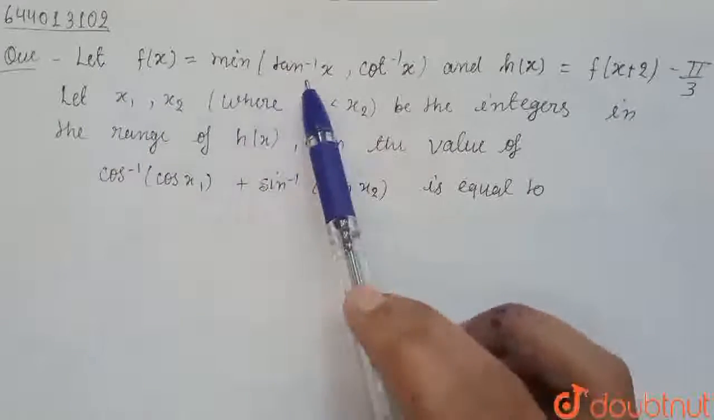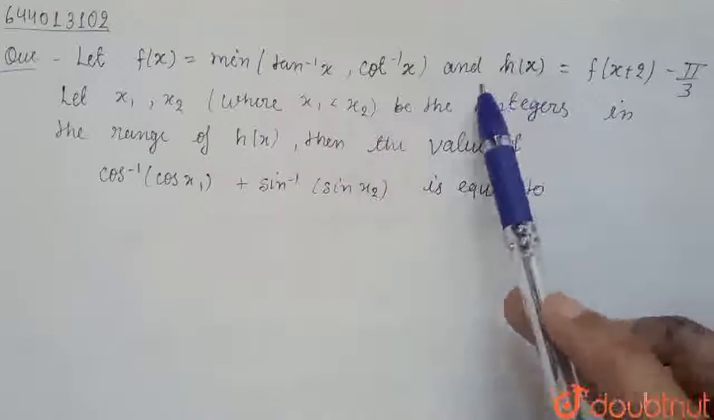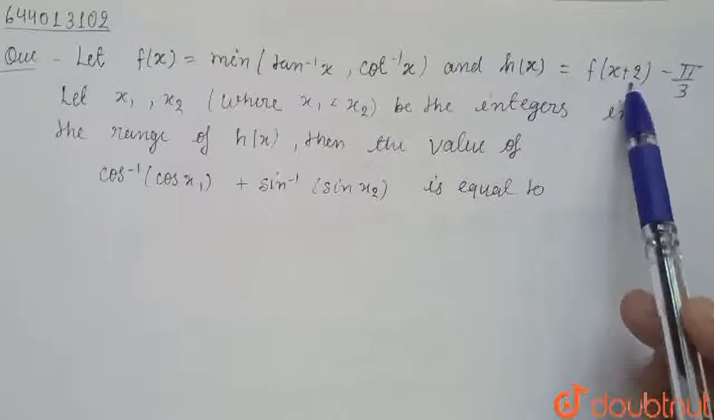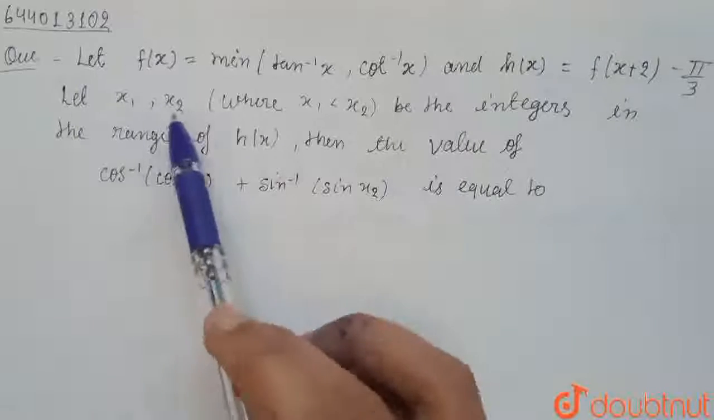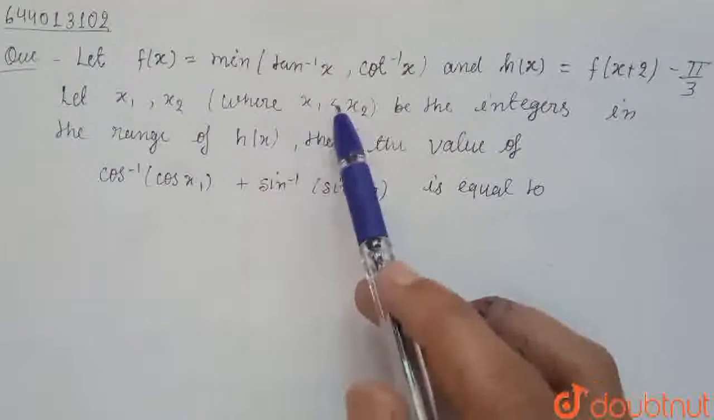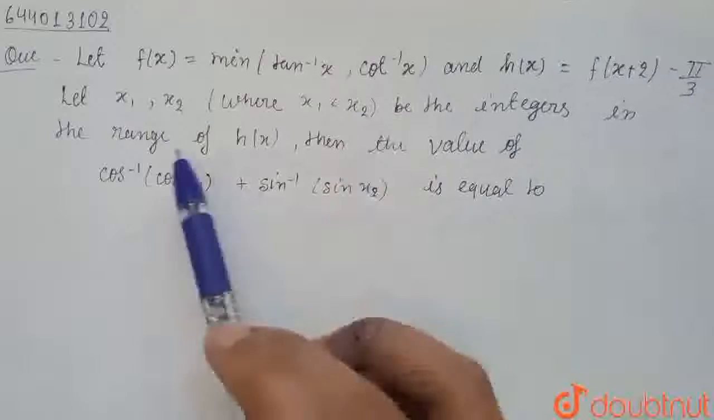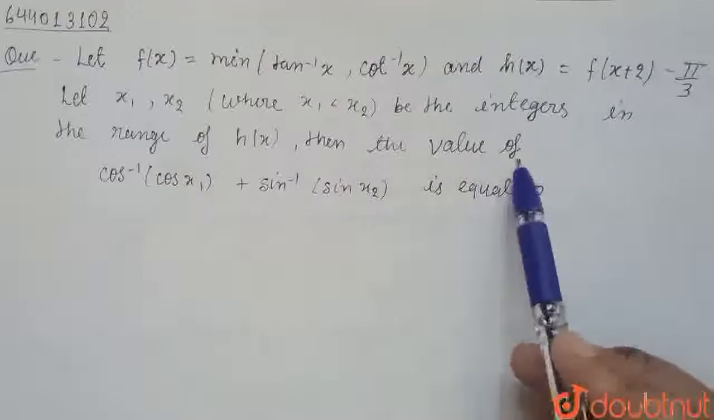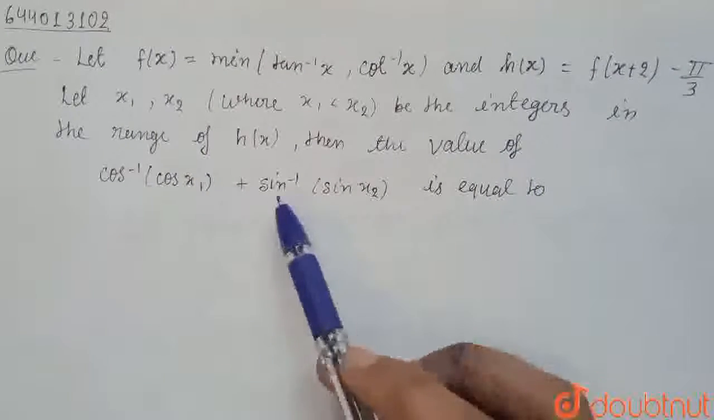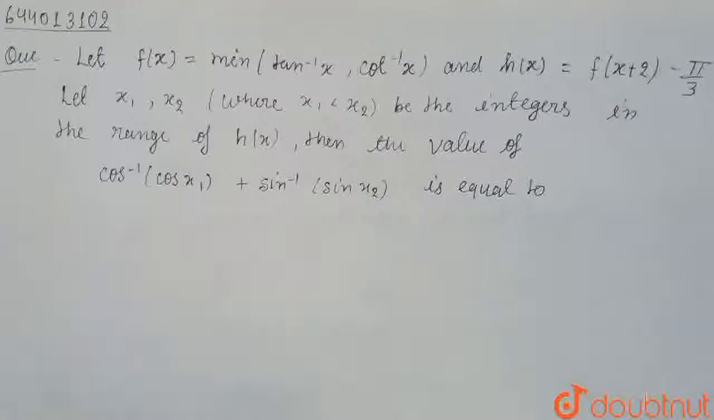Question is, let f(x) equals the minimum of tan inverse x and cot inverse x, and h(x) equals f(x plus 2) minus pi by 3. Let x1, x2, where x1 is less than x2, be the integers in the range of h(x). Then the value of cos inverse cos x1 plus sin inverse sin x2 is equal to.